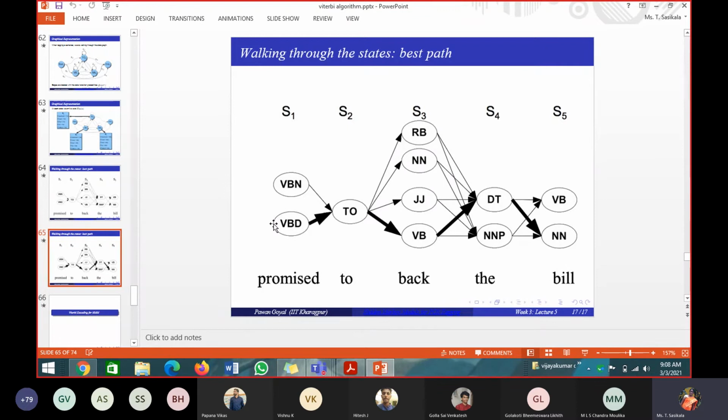Here this has 2 tags, this has 1 tag, this has 4, this has 2, this has 2. So totally we have 32 combinations. Among the 32 combinations, one will be the correct combination. That correct combination is this one. It is not VBN, TO, RB, DT or VB. Like that we have 32. If you start from VBN, we'll have some combinations. If you start from VBD, we'll have some combinations, traversing all possible combinations through all states.